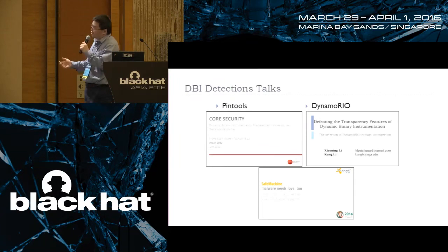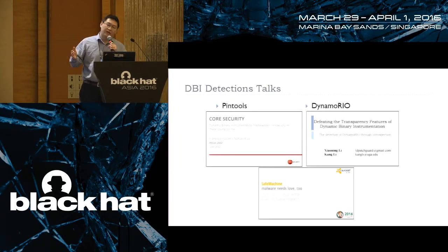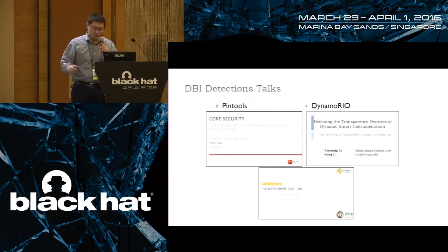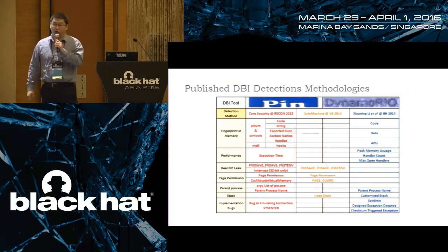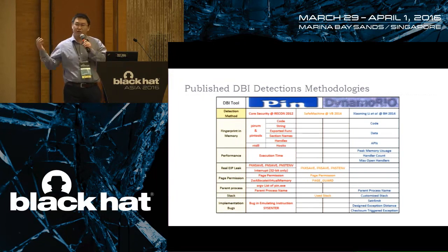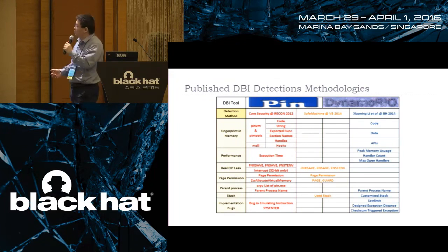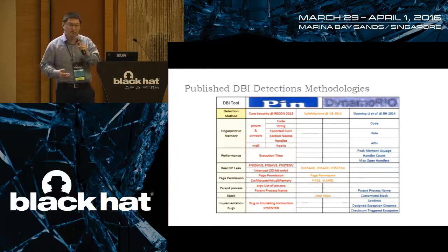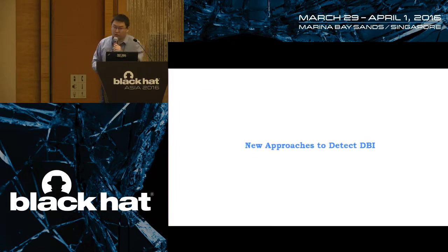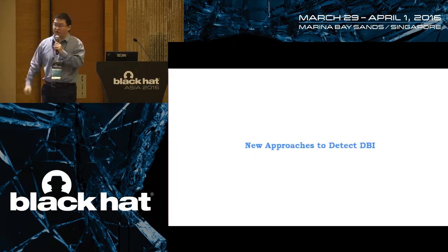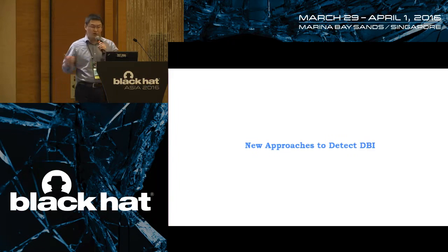Here I just list three past research works about the detection part. That's all about detecting Pin, detecting DynamoRIO. On these slides, I listed the previous methodologies to detect. Of course, you can use some signature, like files, or some strange behavior. If you are interested, you can read the papers I list here to get more idea about the detection. But today we just want to talk about some new detection methodology we discovered, and we want to share it with the community: how we can detect DBI utilities.